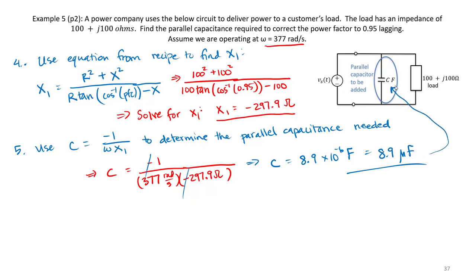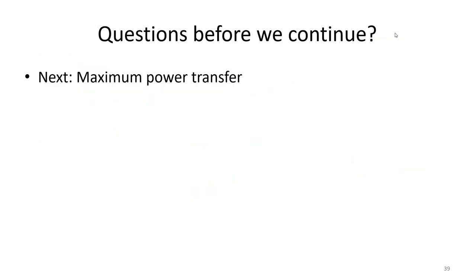So if we add that parallel capacitor, that will improve our power factor to be 0.95 lagging. Alright, so feel free to reach out if you have any questions on these examples. Let's now finish up with our last topic for today, which is maximum power transfer.